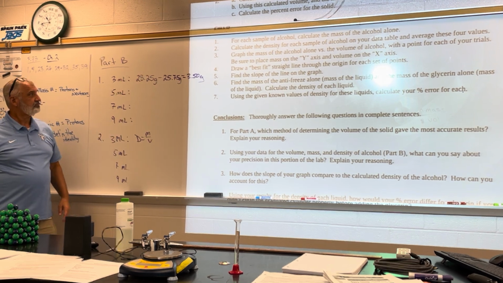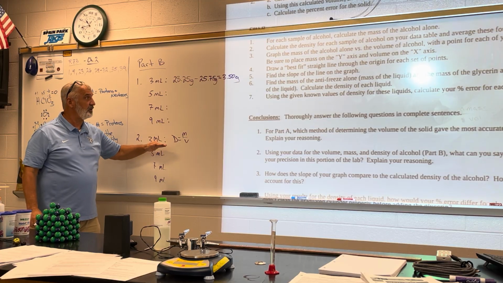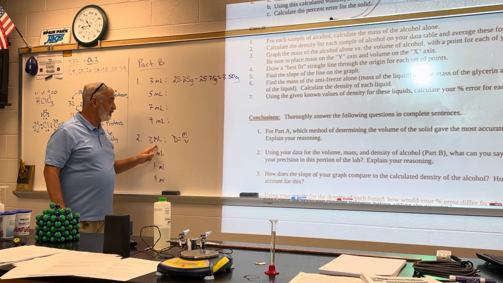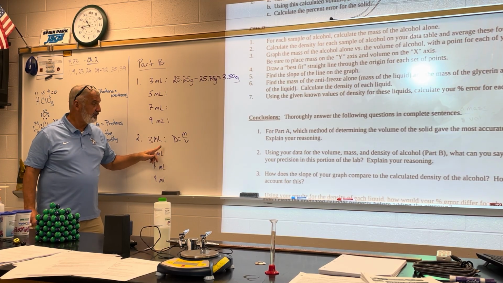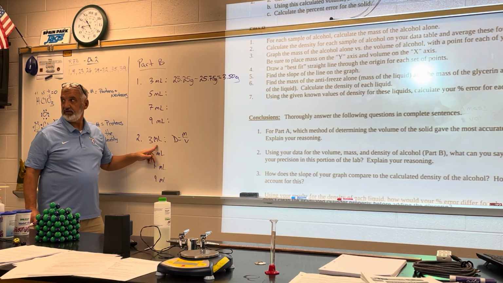Okay? So each time, and then density is mass over volume. I want to see this mass divided by the volume. And for this one, what volume should you have used? What number do you put in for V on this one right here? 3.00. Not just 3. Because we measured to 3.00.